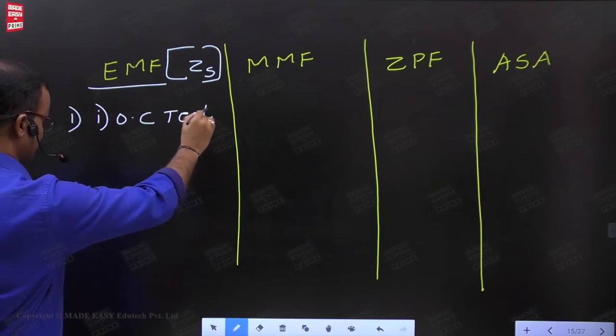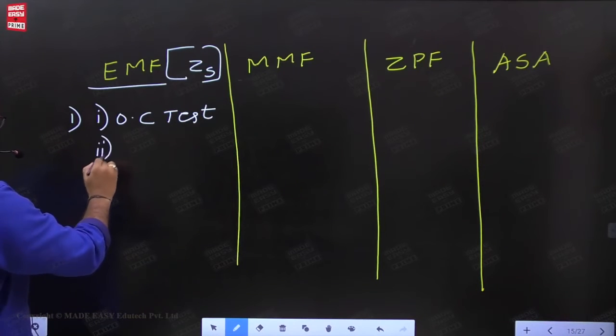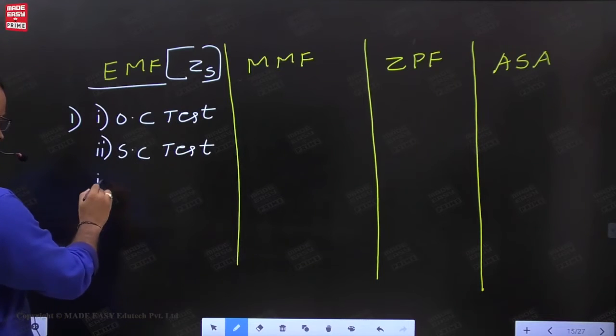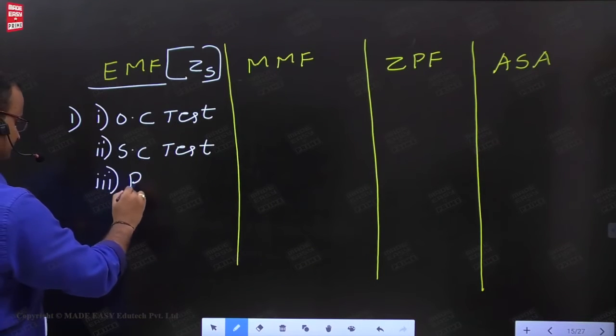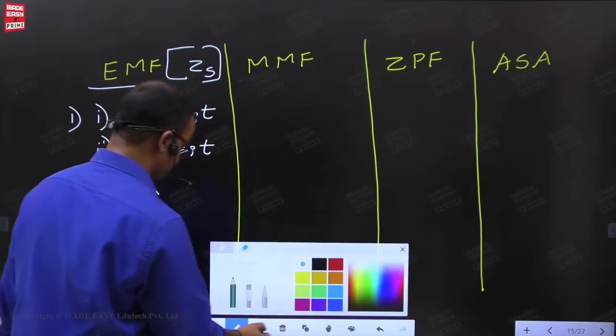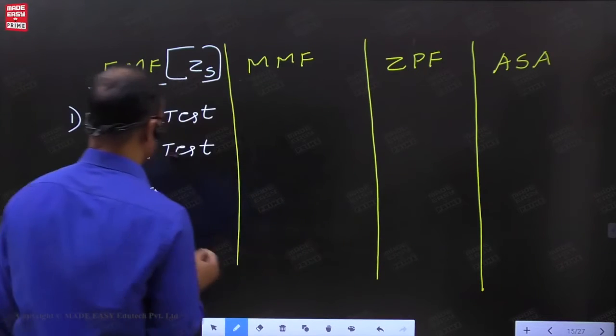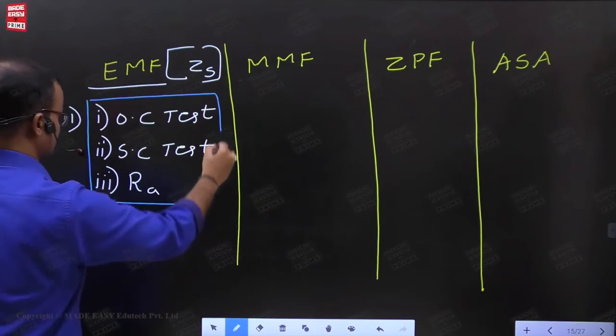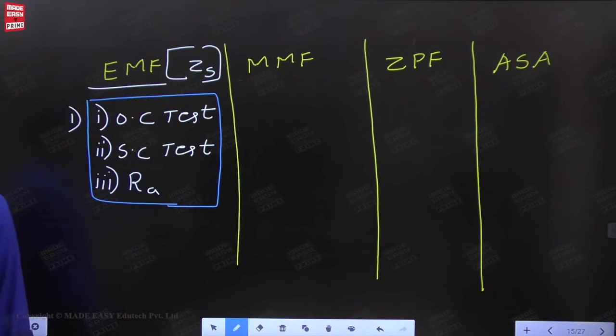The answer is that, to find the regulation by the EMF method, we need the data of the OC test, the SC test, and the armature resistance test. This is one question: to find the regulation of an alternator by using the EMF method, this test data is required: OC, SC and armature resistance.